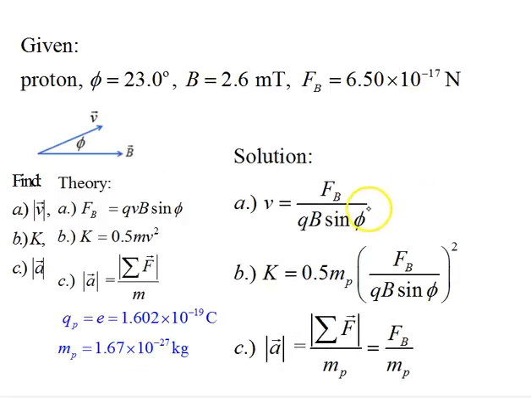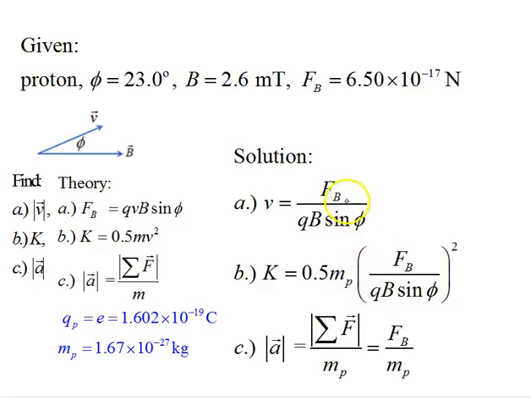So our solution here for each of A, B, and C: we can solve for velocity, rewriting our equations from theory, solving for the speed, the magnitude of the velocity. We have the force, we have the charge, we have the magnetic field, and the sine of the angle, so we can basically plug in our givens to get this answer.